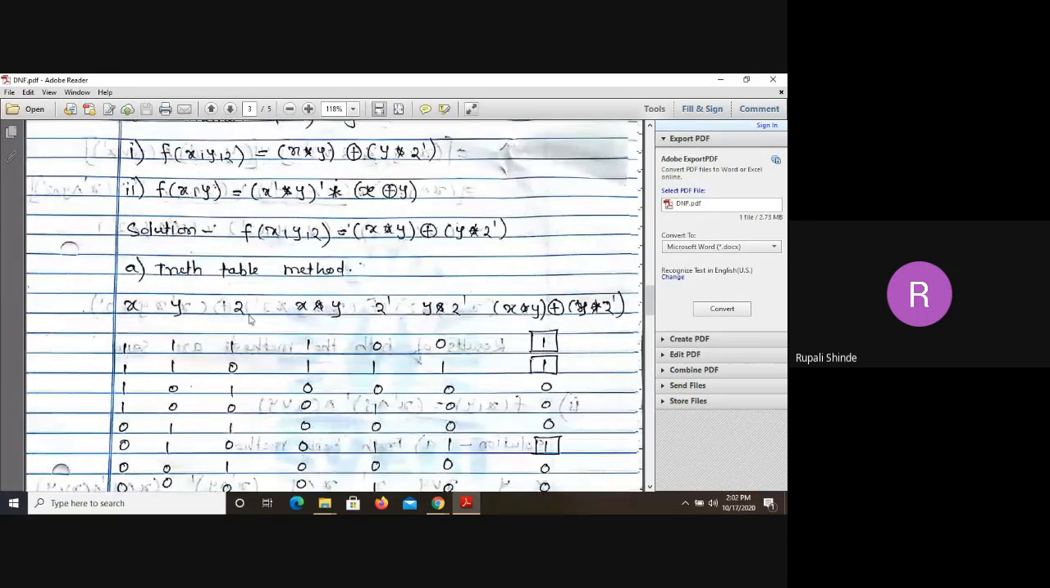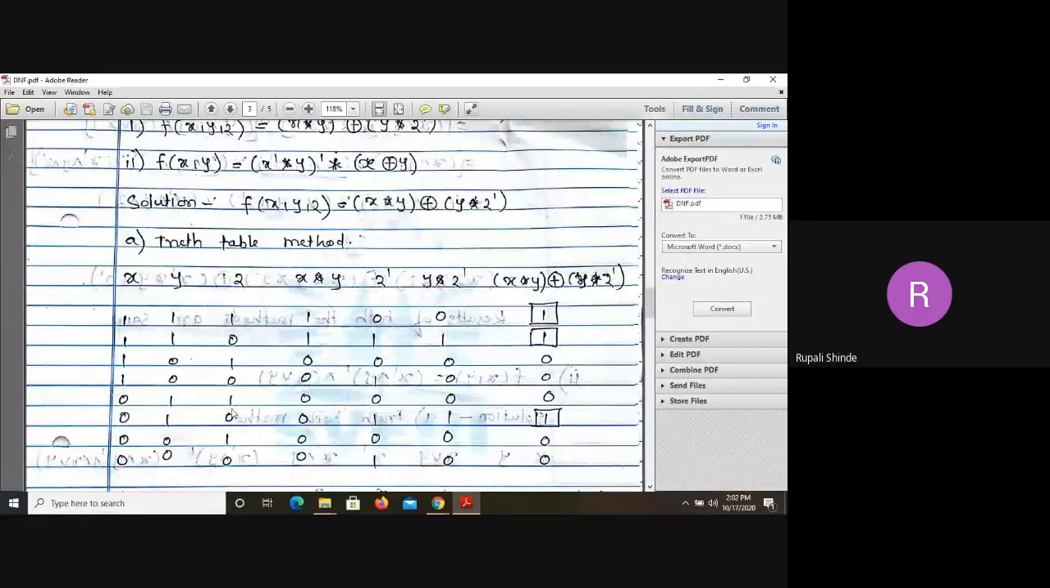Now we have to take the product of these two columns, y and z complement. So 1 into 0, answer is 0. 1 into 1, answer is 1. Then sorry, 0 into 0, 0. 0 into 1, 0. Again 1 into 0, 0. 1 into 1, that is 1. And 0 into 0, 0. 0 into 1, 0. So for this column, we just got two ones, here and here.